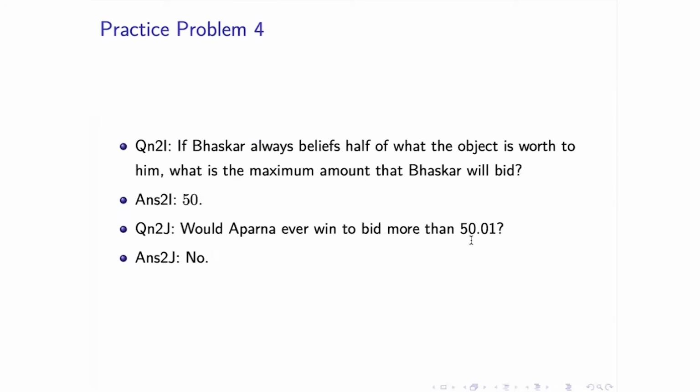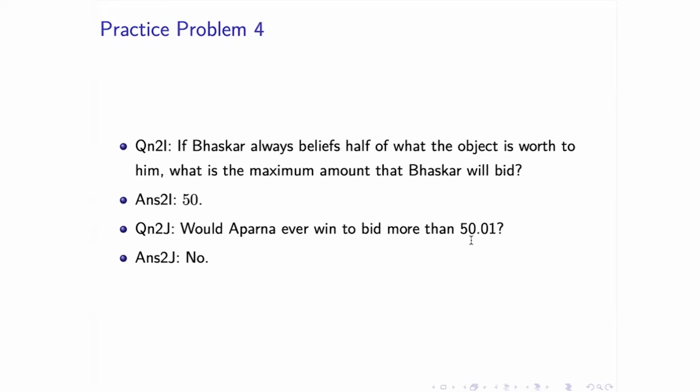All right, so let's first think about this question. If Bhaskar always bids half of what the object is worth to him, what is the maximum amount that Bhaskar will bid? Remember that the valuation of the object for Bhaskar comes from uniform 0, 100. So the maximum valuation that Bhaskar can have for the object is 100. Now, if Bhaskar always bids half of what the object is worth to him, then the maximum amount he will bid is 50. So in this scenario, would Aparna ever want to bid more than 50.01? Suppose the increment is in 0.01 terms. The answer is no.